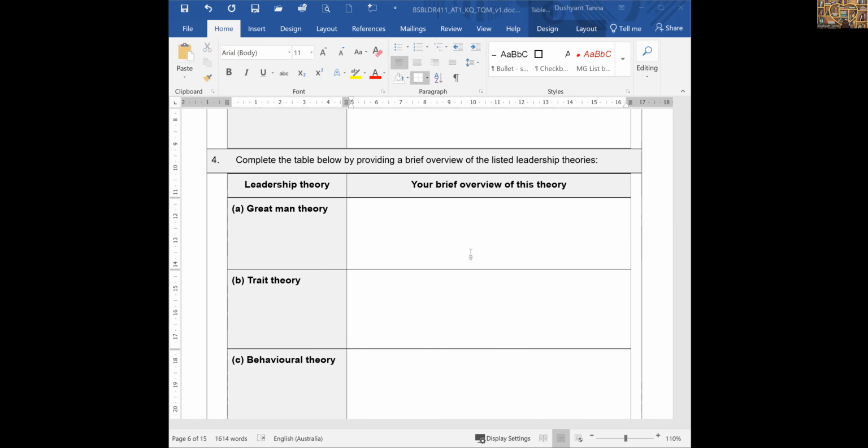Complete the table below by providing a brief overview of the listed leadership theories. So number 1, great man theory. What is it? I'm going to explain something. You can rewrite it in your words. No need to write it now because the recording will be shared. Even if you try to write it, you can't really follow.